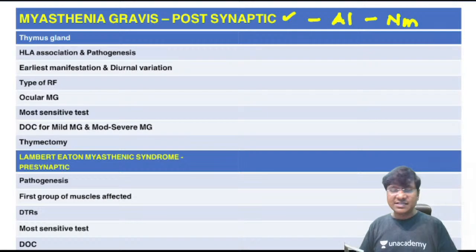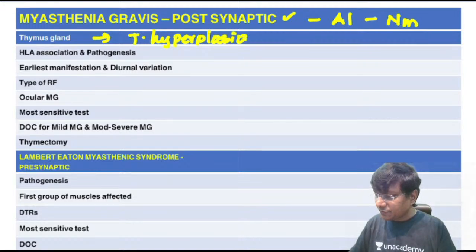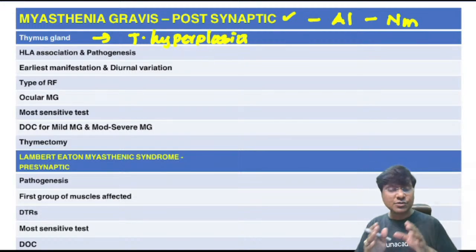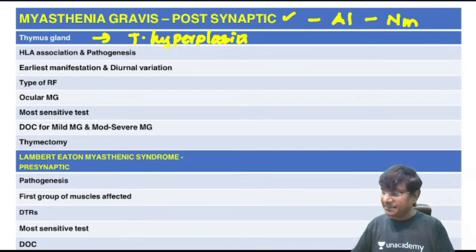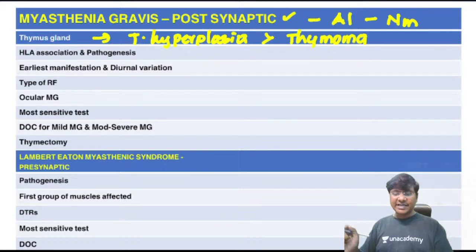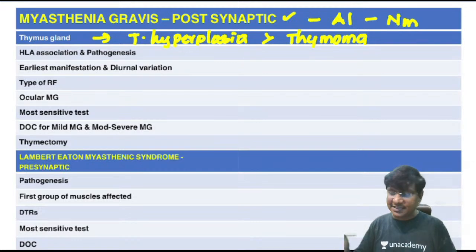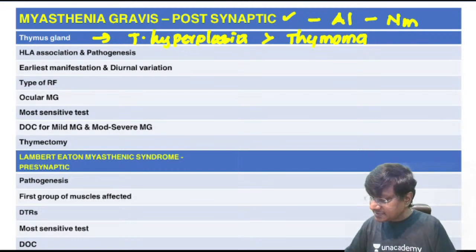And this Myasthenia gravis is mainly because of abnormality within the thymus gland. What will be the thymic abnormality? It will be in the form of thymic hyperplasia. Almost 65% of patients will have thymic hyperplasia. The other important thymic abnormality that can be there is thymoma. So thymic hyperplasia and thymoma are the important thymus gland abnormalities responsible for Myasthenia gravis.